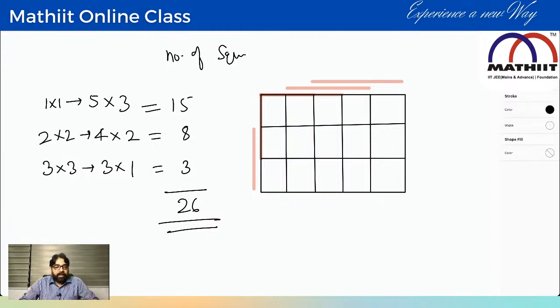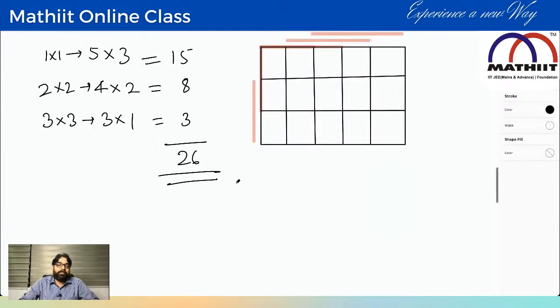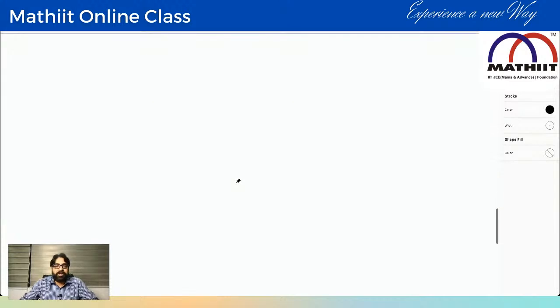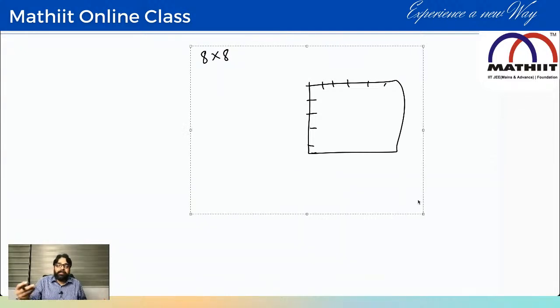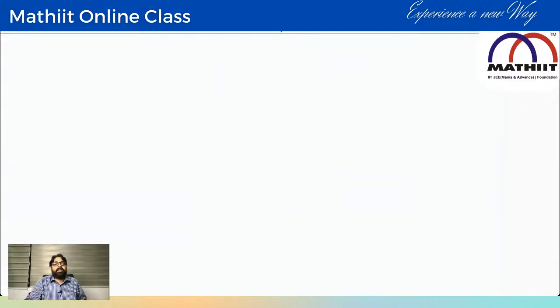Now, let's go ahead. In future you will see some unnecessarily complicated questions. On a chessboard, how many squares are there? With the same logic, on the chessboard, all of you know there are 8 by 8, so 64. So 1 into 1, how many can be there? 8 into 8, 2 into 2, 7 into 7, and so on. The question can be complicated anyway, it does not matter, but the concept has to be clear.